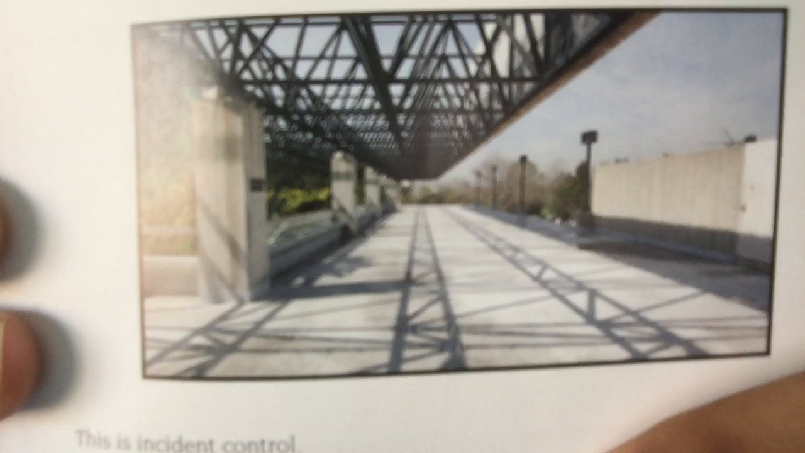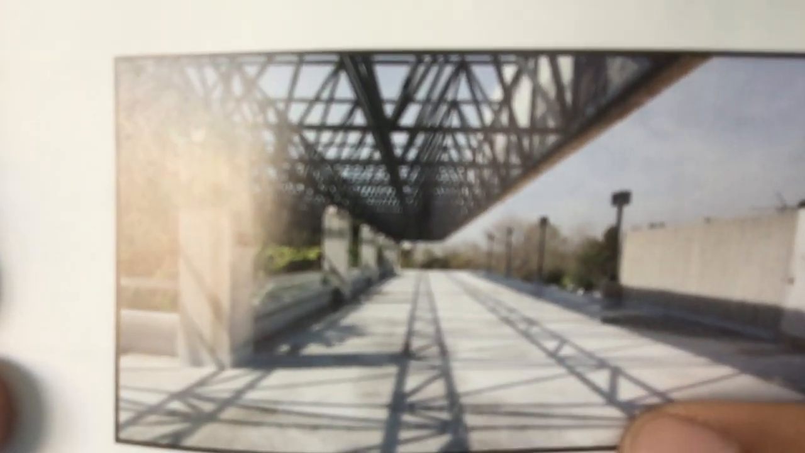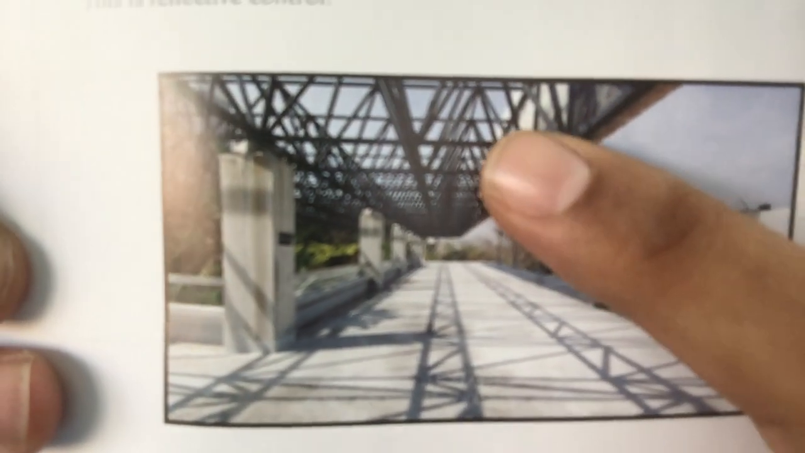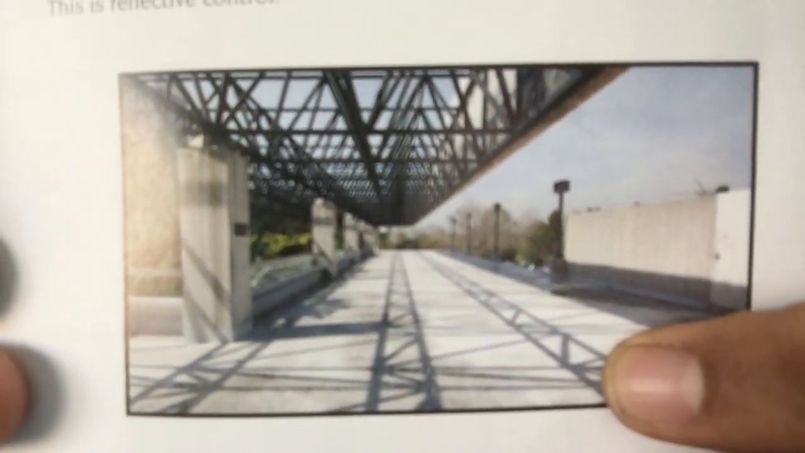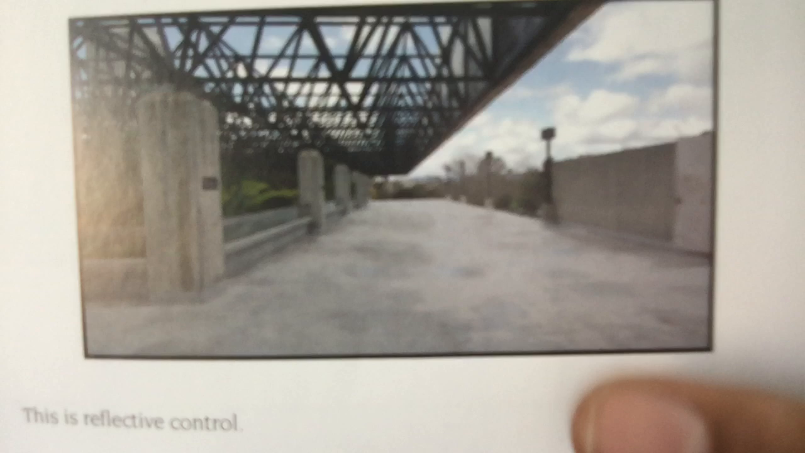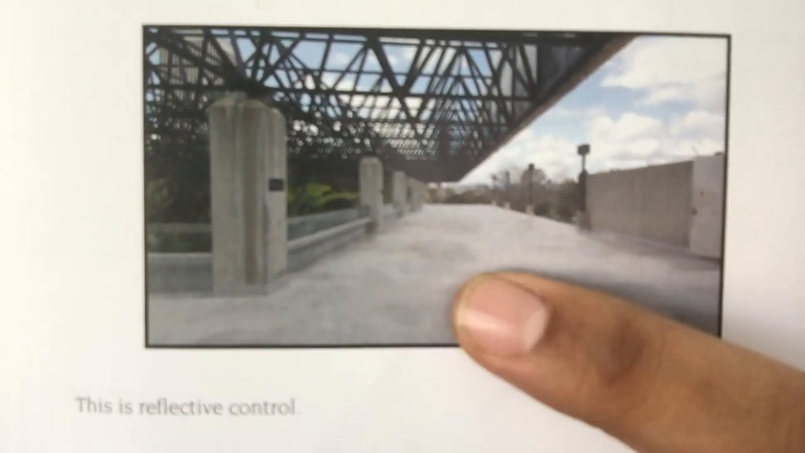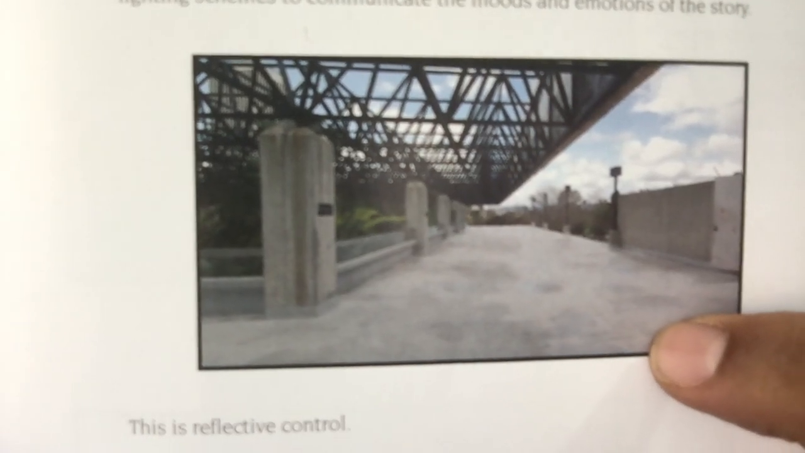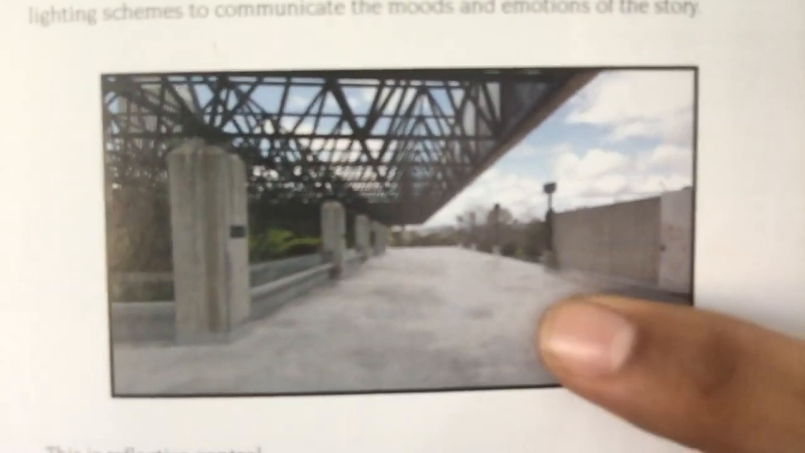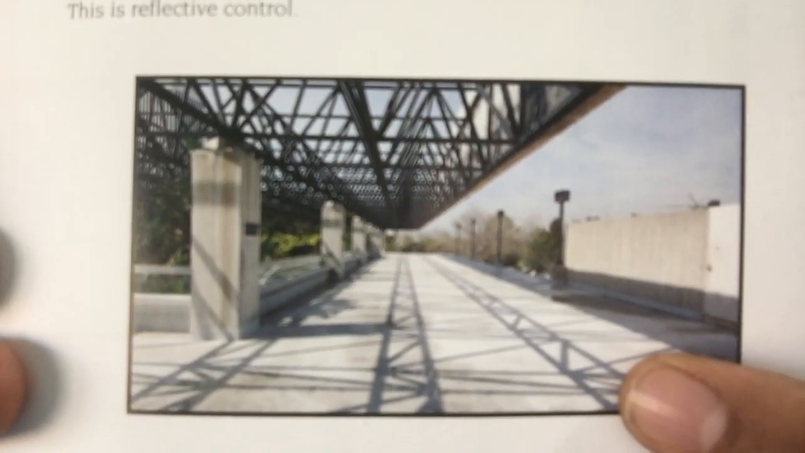Here's another example of incident control in outdoors, where we see the shadows coming from these bars up here on this railing and here on top. That's incident control. Reflective, this is reflective control, where the whole thing is lit evenly and we do not get any shadows. It's shadowless. Okay, so reflective control, shadowless. Incident control, we get shadows.